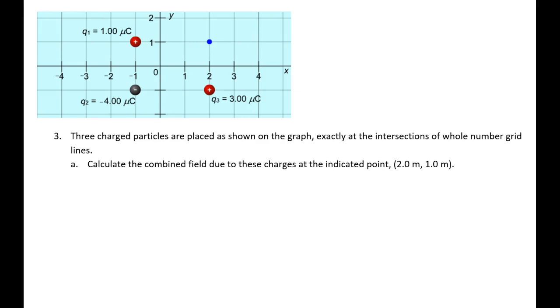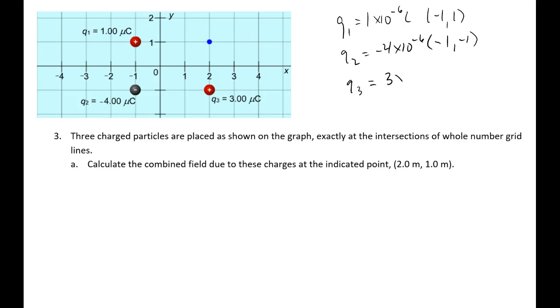So let's just write some stuff down. I know that Q1 has a charge of positive 1 microcoulomb, so 1 times 10 to the negative 6 coulomb, and that's located at negative 1, 1. We know Q2 is a negative 4 microcoulomb, located at negative 1, negative 1. And Q3 is 3 microcoulomb, so 3 times 10 to the negative 6 coulomb, located at 2, negative 1.